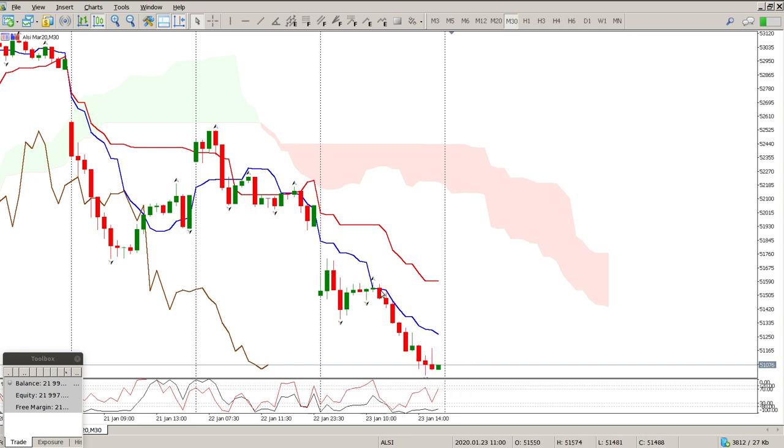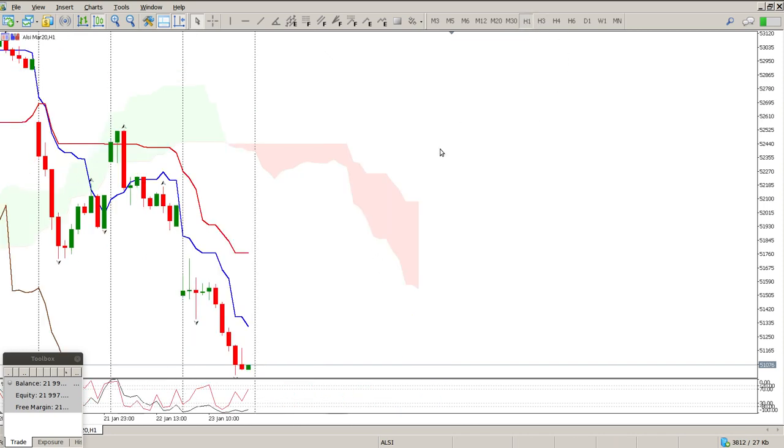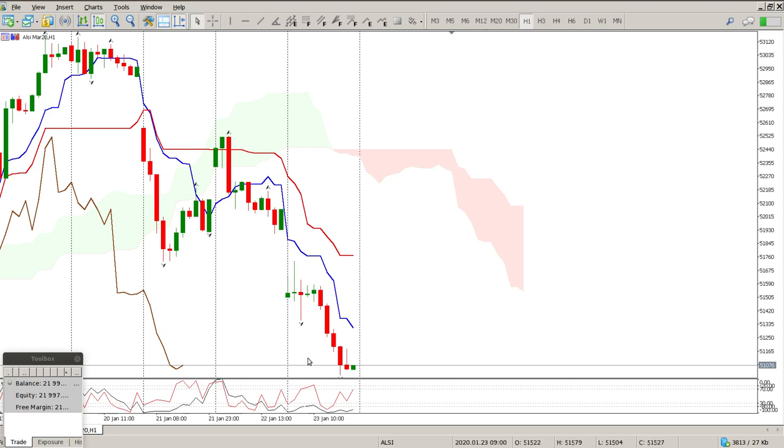Not that I was anticipating a move down, especially when we're moving sideways like this. I wasn't anticipating us to move down. I was actually anticipating a break to the upside, but we didn't break any structure. So, okay, and you can see here on the hour.